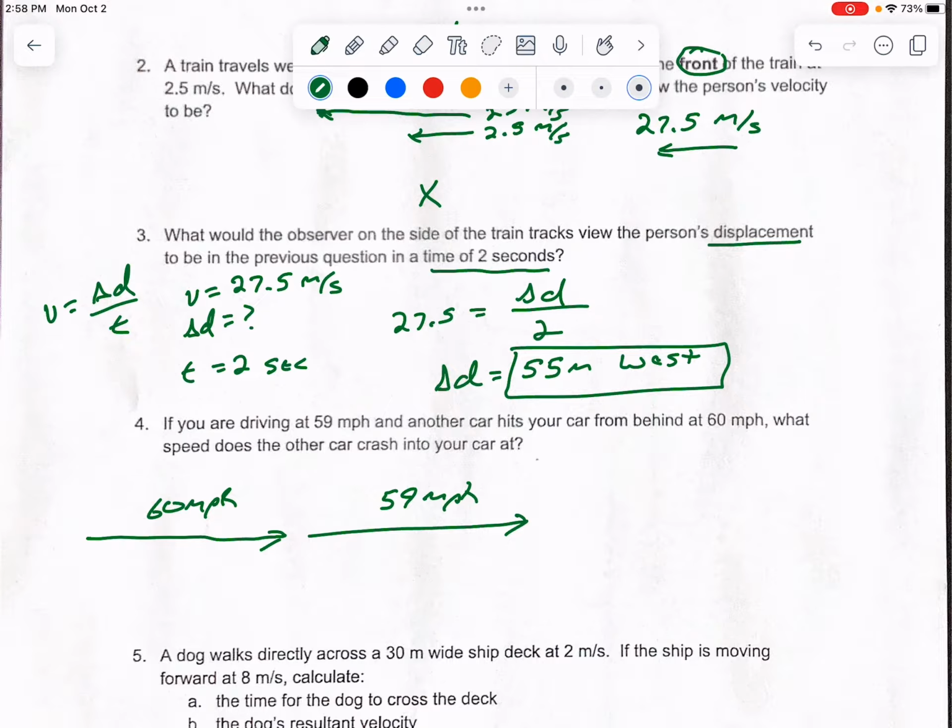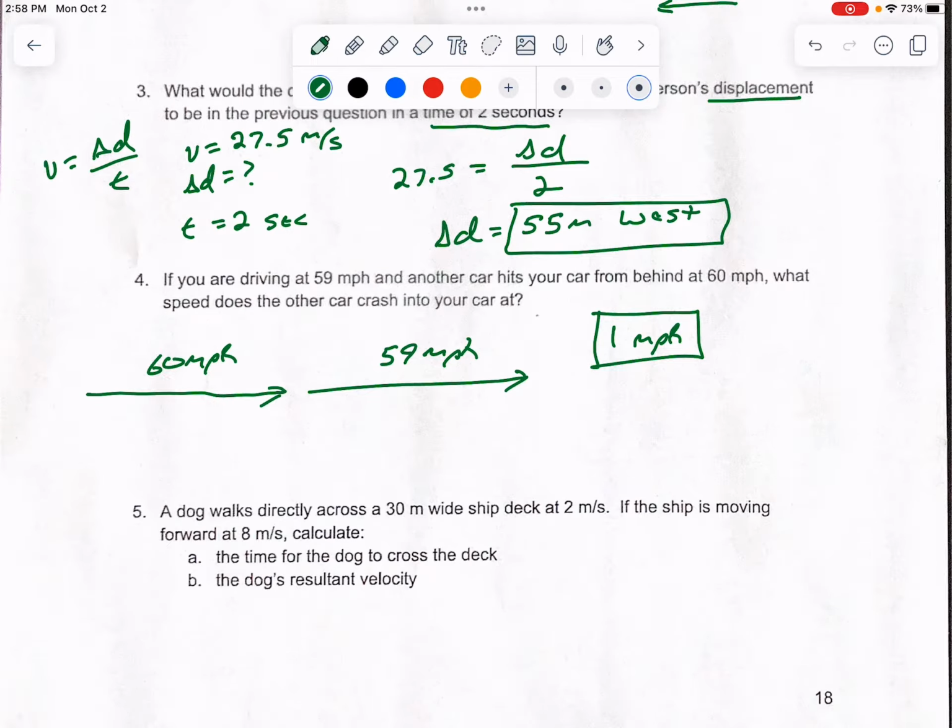So just picture yourself in that car. If you're driving 59 and someone comes up and bumps you going 60, we're not going to add those velocities. It's not going to feel like you're going 119 miles per hour when you get hit by that car. What we're doing here is taking the difference in velocity, so it's going to be a 1 mile per hour difference.